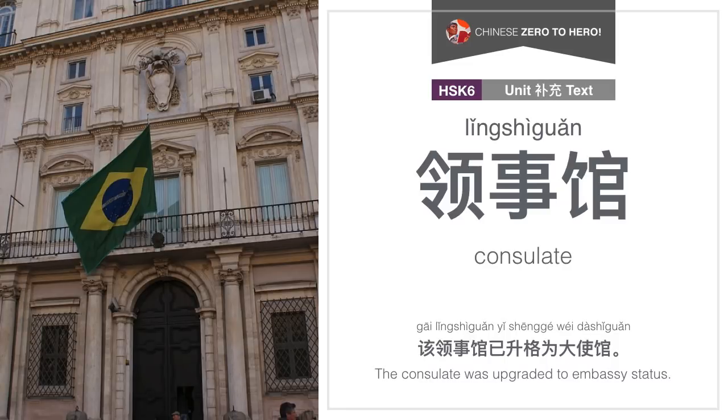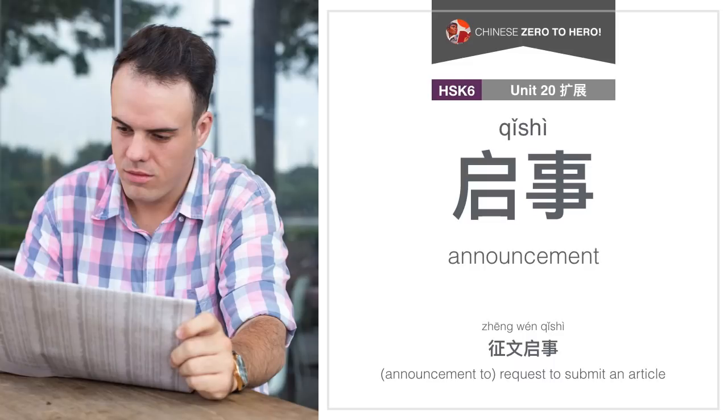In HSK 6, we also learned the word 领事馆, meaning consulate. 该领事馆已升级为大使馆. The consulate was upgraded to embassy status. In HSK 6, we also learned the word 启事, meaning announcement.